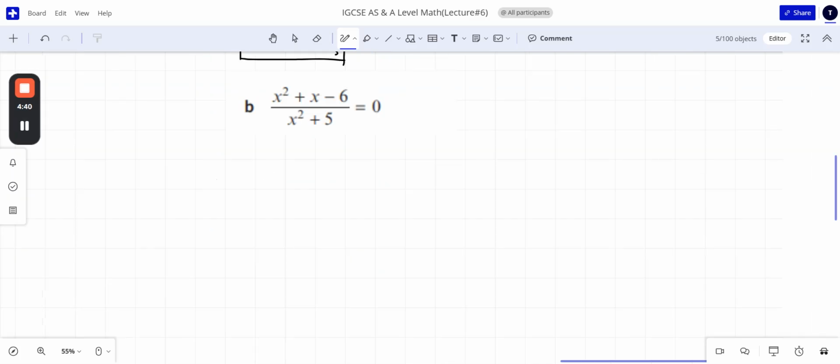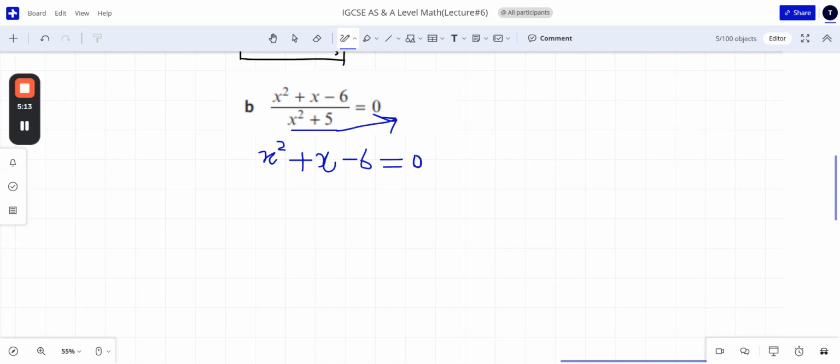Part B is x squared plus x minus 6 over x squared plus 5 equal to 0. Again, we will apply the same method here. We will shift the denominator to the other side of the equal sign, so it will multiply with 0 and it becomes 0. So our equation would be x squared plus x minus 6 equals 0.